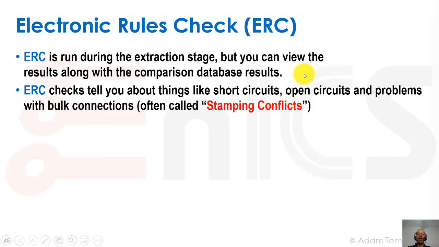And remember, the names are our golden rule. They're our ground truth. So we said that this is net A and this is net B, but it sees that they're actually shorted together. It says, listen, there's a short circuit between net A and net B, and that's a stamping conflict.